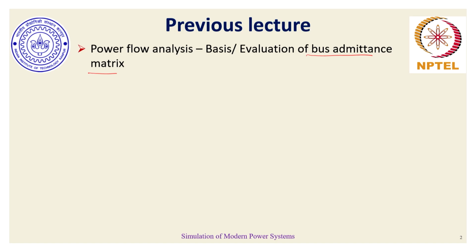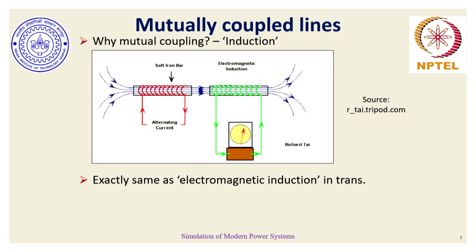So the question that comes to all our minds is, why does this coupling exist? Why should this mutual coupling exist at all? It's what Faraday explained through his concept of electromagnetic induction, which is the basis of functioning of transformers and all rotating machines. It is more dominant in transformers, but rotating machines also have this electromagnetic induction.